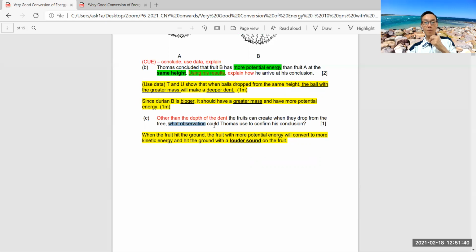Because it says, what observation could Thomas use to confirm his conclusion? So he can give the answer by saying that a louder sound will be heard from the fruit with a greater mass. So this is an example of using concepts and applications to answer the questions effectively.